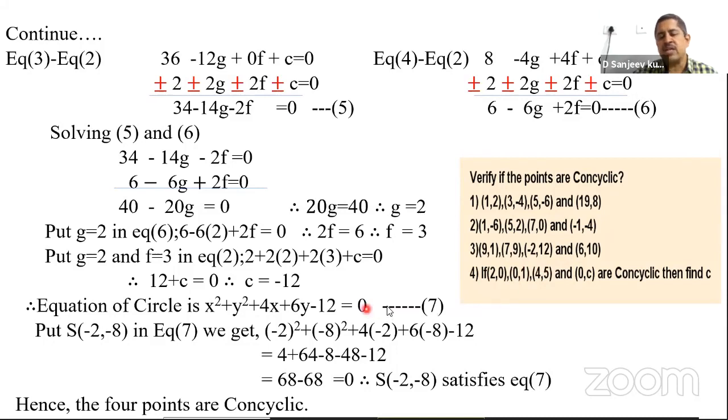You get an equation of this kind, equation 7. Then substitute the fourth point. What is the fourth point? (0, c). So when you substitute the fourth point and equate to 0, you get the value of c. Hence the problem is solved. Okay. So these 2 problems which you have taken earlier need to be practiced a lot, and the practice can be done only by solving many problems of that kind.